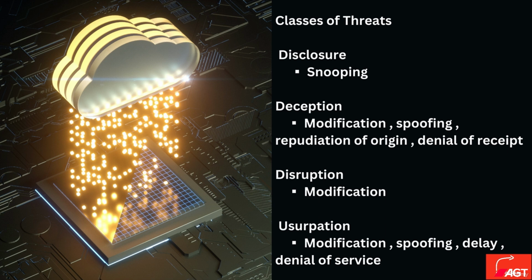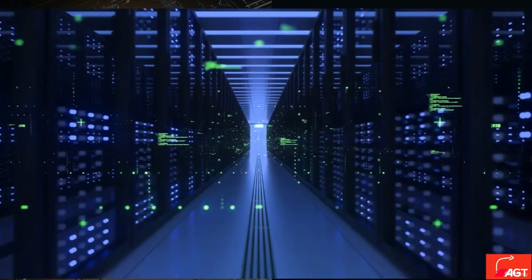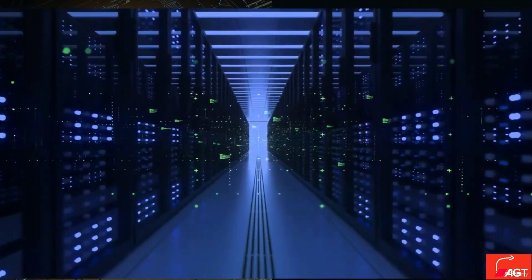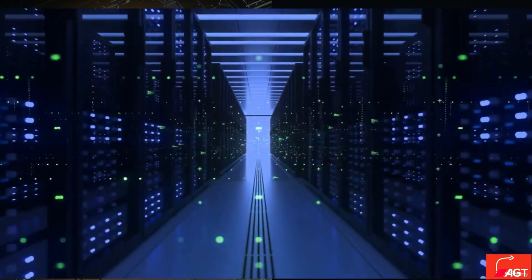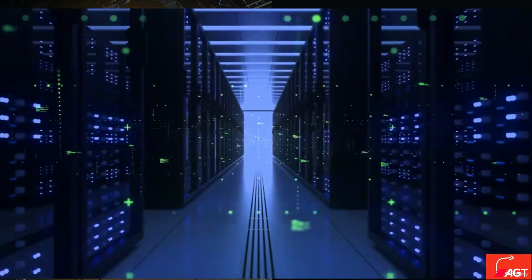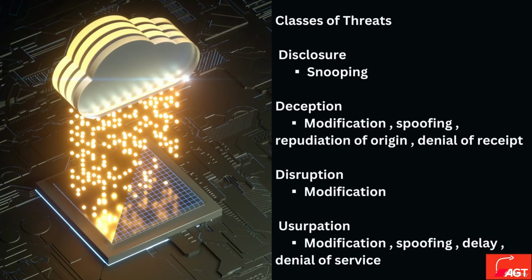DDoS assaults can be started in a number of ways, including by botnets, infected devices, and criminal actors. Businesses and organizations should establish redundancy and failover measures that assure the availability and resilience of their cloud infrastructure and services in order to reduce the risk of interruption threats. Also, they ought to put in place intrusion detection and prevention systems, IDS/IPS, that can identify and stop unwanted access attempts and suspicious network activity.